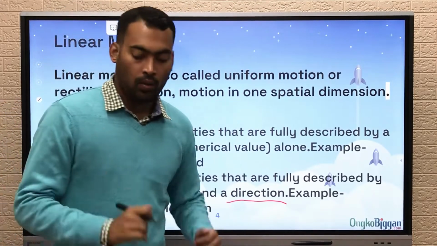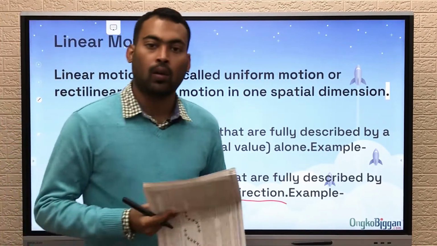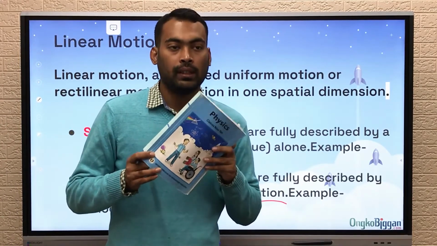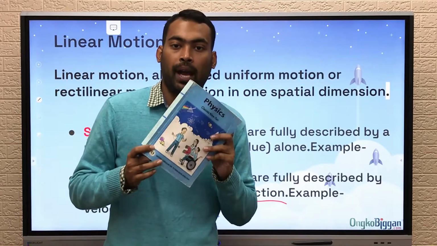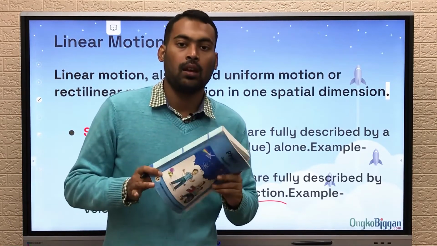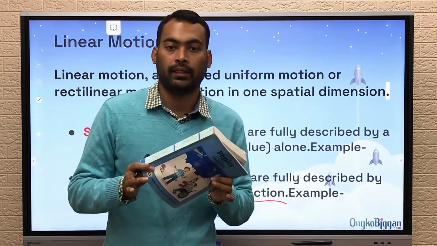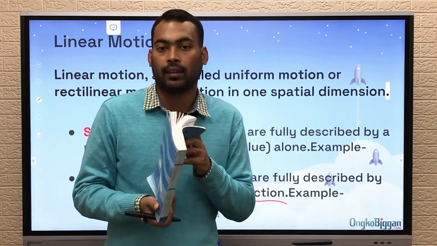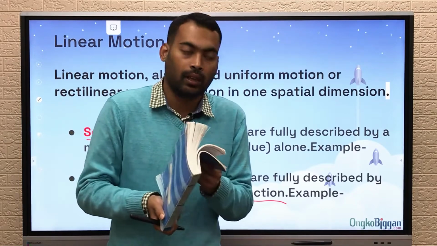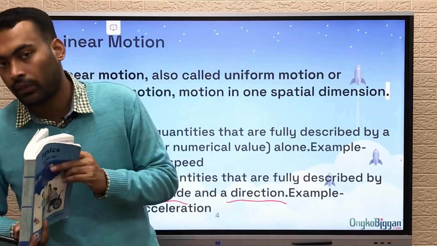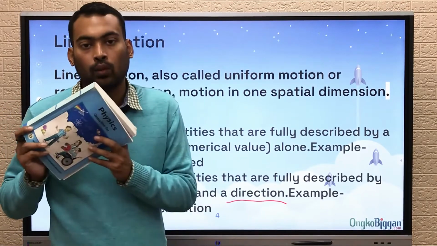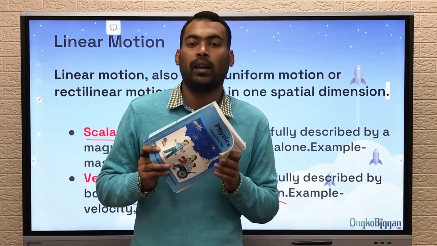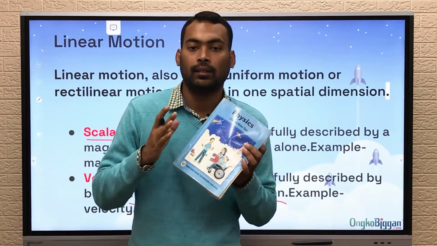Now, why can we not call this book a vector quantity? Because it has no direction, it has only a mass, which is, suppose, 200 grams. It has no certain direction. It is in a static condition. I mean, it is at rest. It has no certain direction to move, right? So this is why we call this a scalar quantity.